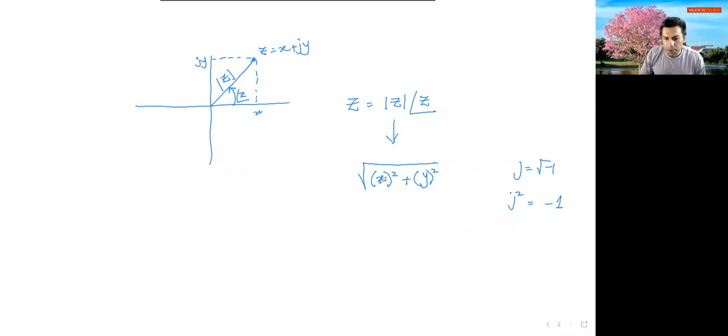Now, x can be positive or negative based on where it is located. y can be positive or negative based on where it is located. But when you take the square of that, remember, that will give you a positive quantity. And that's why the magnitude will always be a positive quantity. So that's going to give you the magnitude of the complex number when we represent it in polar form.